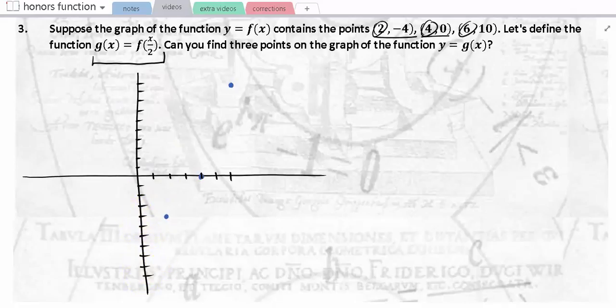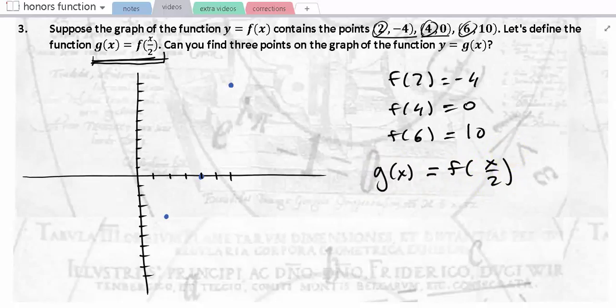Okay, here we go. We got the points (2, -4), (4, 0), and (6, 10). So what do we know about f? We know that f of 2 is negative 4. We know that f of 4 is 0. And we know that f of 6 is 10. And we want to find some points on the graph of g.